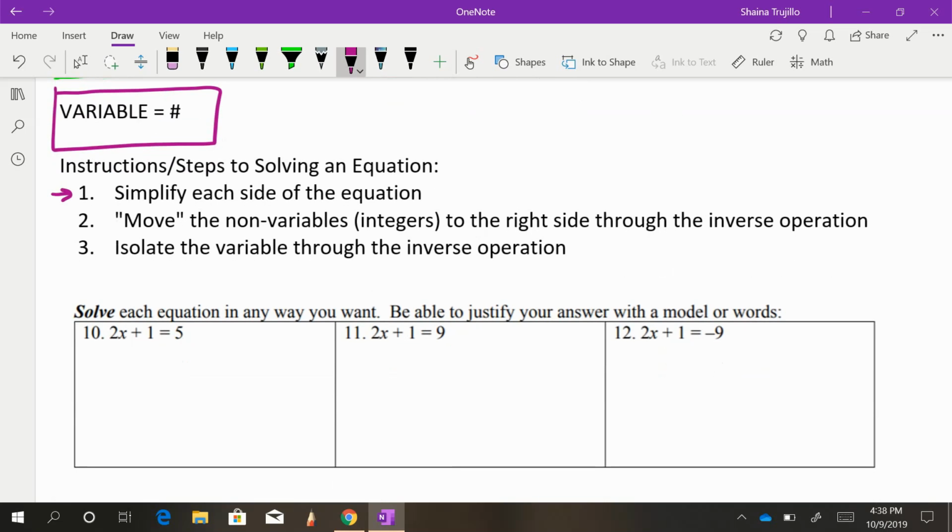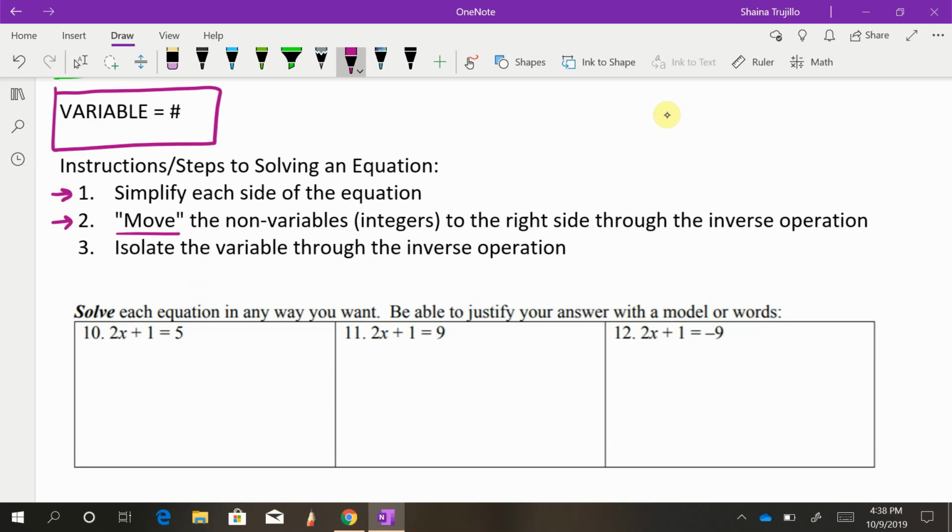First step, you need to simplify each side of the equation. So if we have parentheses or exponents, we need to take care of those to simplify them. Step 2, we're going to move, notice the quotation marks, the non-variables or all of our integers to the right side through the inverse operation.